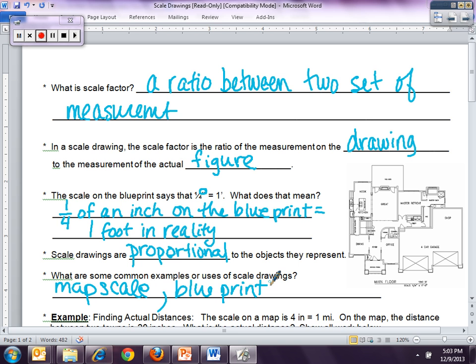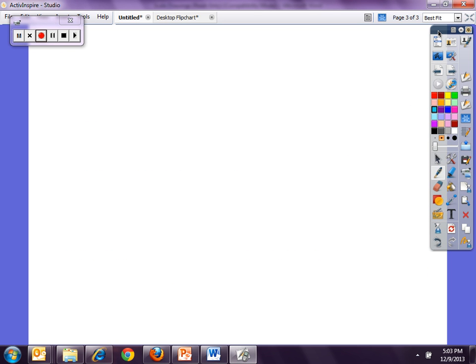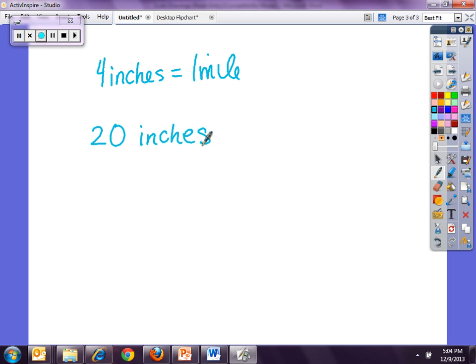Now, I want to go through the example that is now shown on here. So it says, finding actual distances, the scale on a map is 4 inches to 1 mile. Okay, and it says on the map, the distance between two towns is 20 inches. Okay, so that means 4 inches to 1 mile. This is my unit rate for this, okay? And it's going to be proportional, because every time I would go up by 1 mile, I'd go up by 4 inches. So then I am given 20 inches to look for.